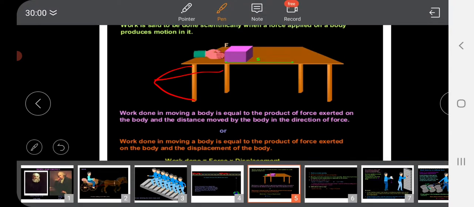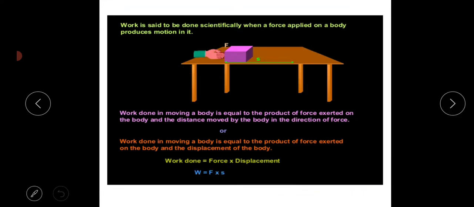Now, work is said to be done scientifically when a force applied on a body produces motion in it. Work done in moving a body is equal to the product of force exerted on the body and the distance moved by the body in the direction of the force. Here you can see there is a box, and if we apply force on it by pushing it, and if it moves in the direction of force, then work will be done on it.